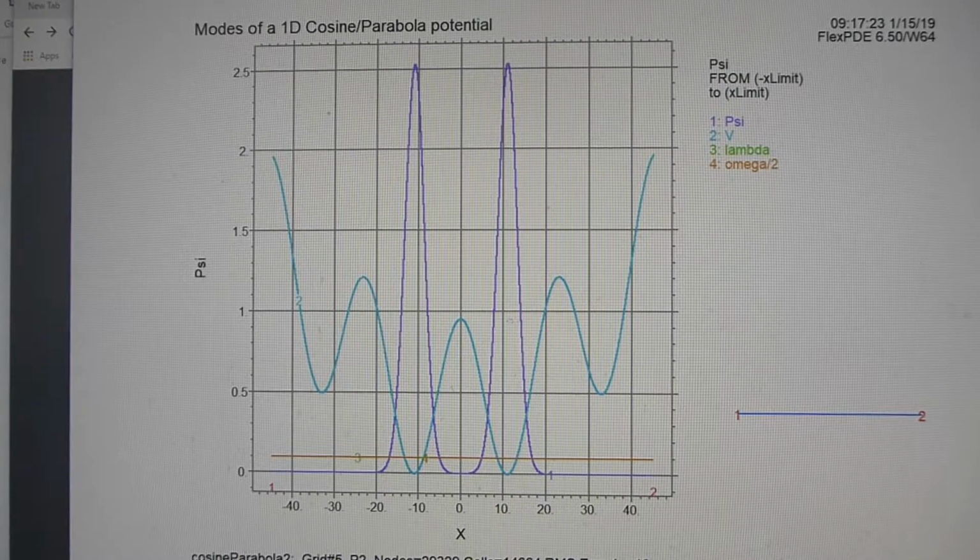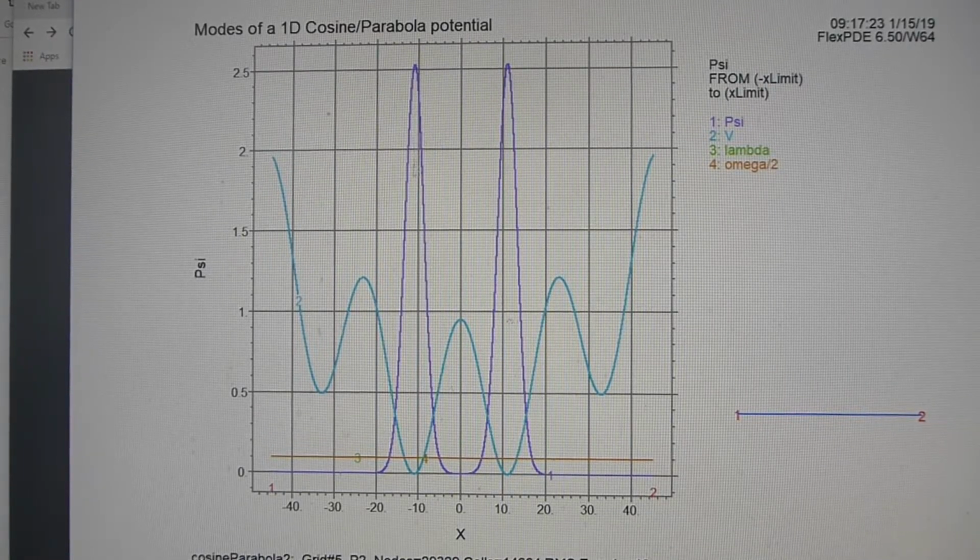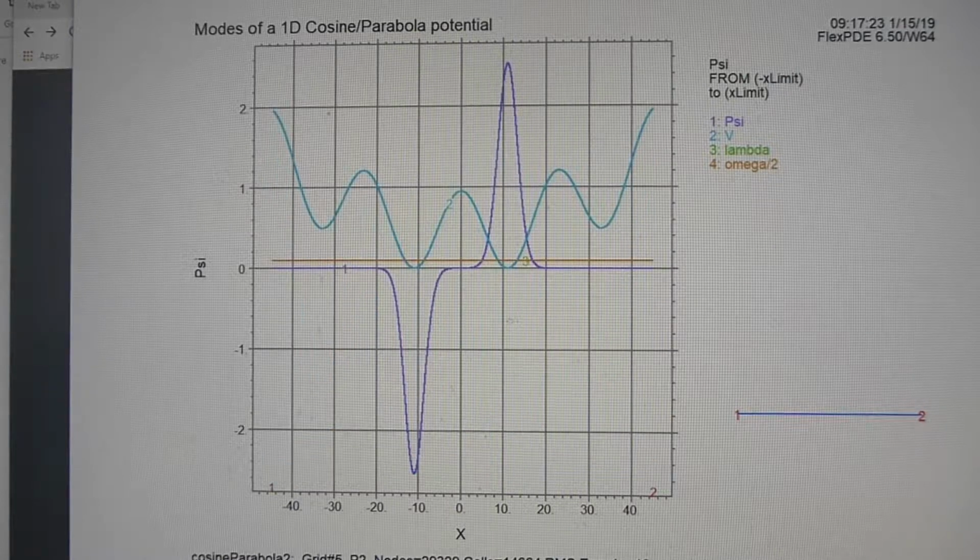Now here's the lowest mode for that case. What it is, is a simple Gaussian, because the first Hermite polynomial is just 1, and that's multiplied by a Gaussian, which is shown here. And there's one on each side. Now, if we go to the next one, on the left it's a negative Gaussian. On the right, it's a positive Gaussian.